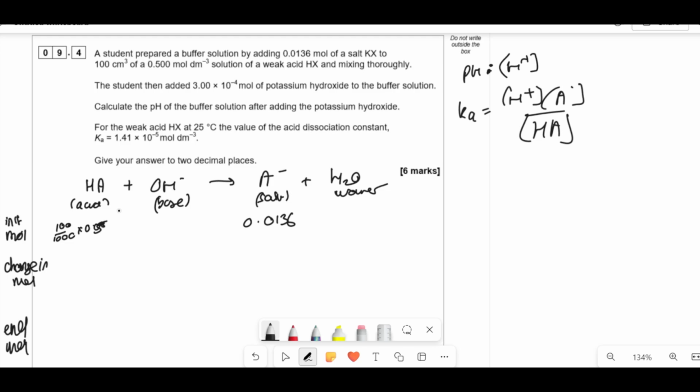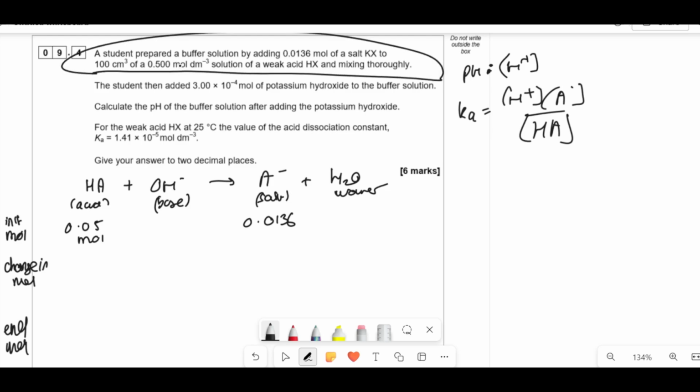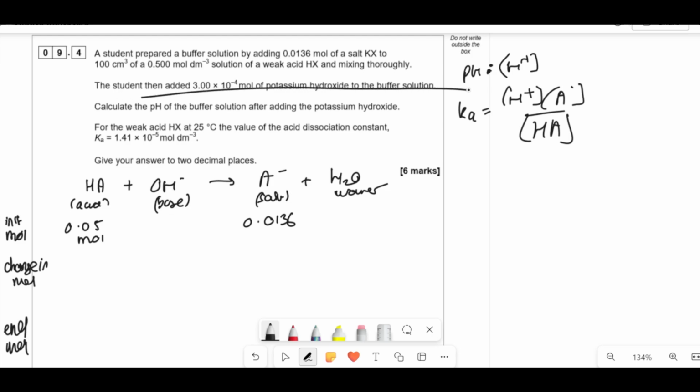0.5 times 100 over 1,000 gives you 0.05 moles. So just to tidy that up, I'm going to get rid of that and put 0.05 moles here. So 0.05 moles. Cool. In this exact scenario, think about it, there is no OH-, 0. Right? However, the student then adds this. So remember that I said the initial moles is everything that's put together but not actually reacted yet.